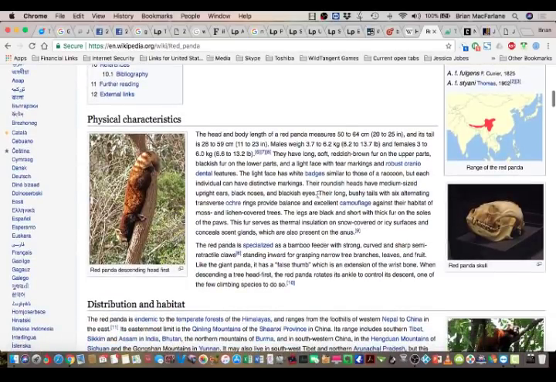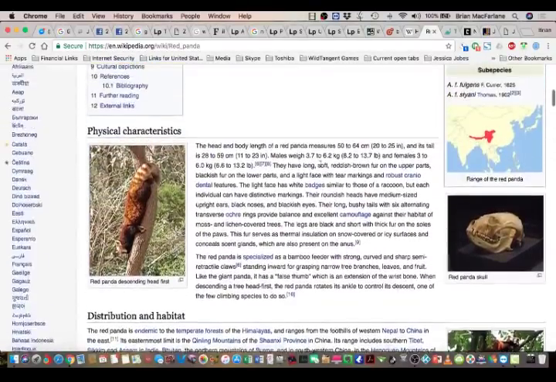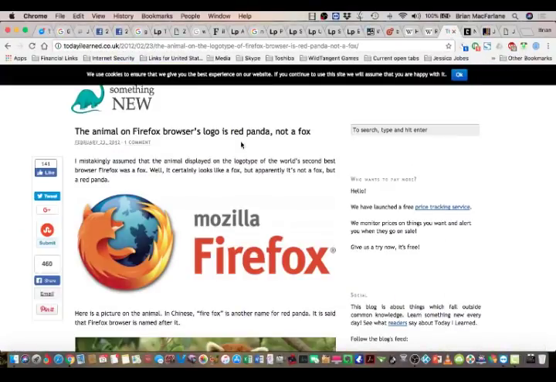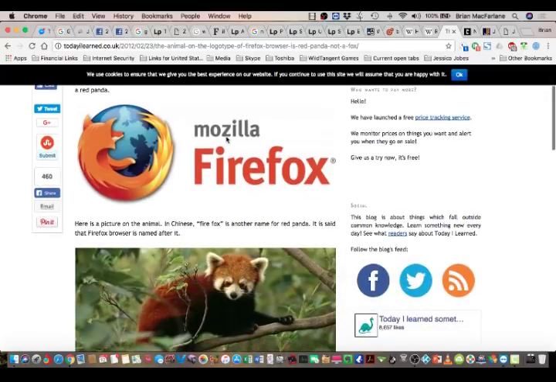I never knew these things existed. This has to be a Mandela to me. I don't know about you guys. Let me know, this is killing me right here. I thought pandas were only black and white. That's the thing.